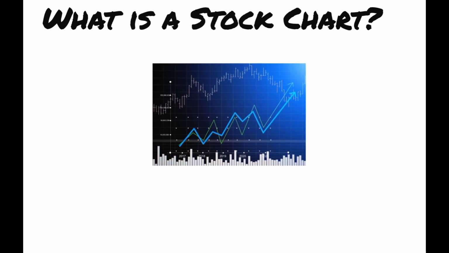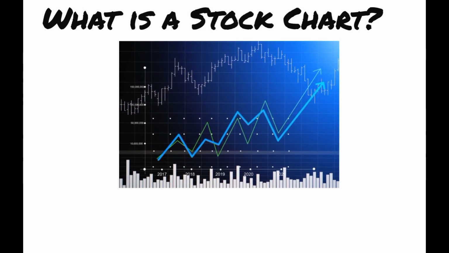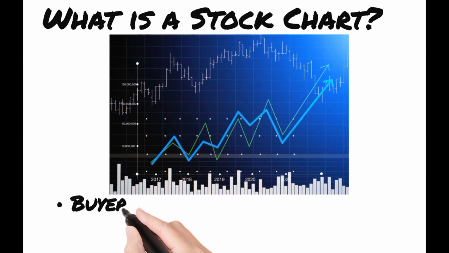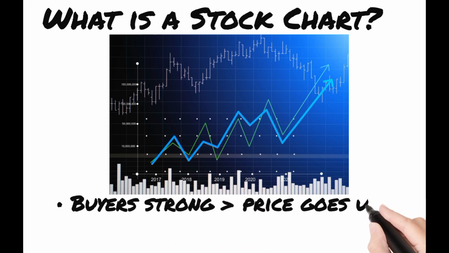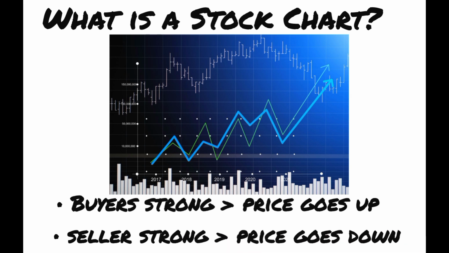On the bottom, you have time: minutes, days, months. On the side, you have price. Every movement you see on the chart shows how buyers and sellers are interacting. When buyers are stronger, the price goes up. When sellers are stronger, the price goes down. So in a way, a chart is just a story of supply and demand.